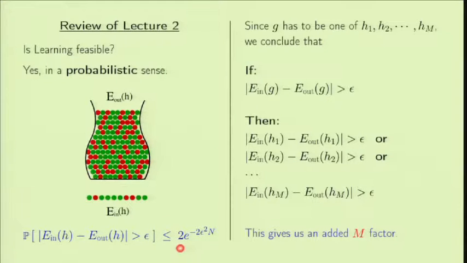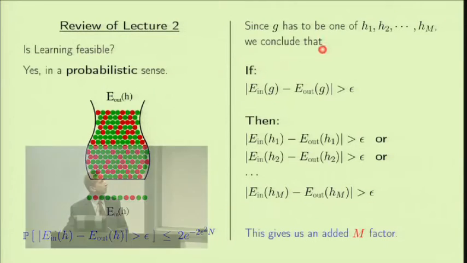relationship, which is the Hoeffding inequality, that tells us that the probability that E in deviates from E out by more than our specified tolerance is a small number, and that small number is a negative exponential in N. So the bigger the sample, the more reliable that E in will track E out well. That was the basic building block, but then we realized that this applies to a single bin, and a single bin corresponds to a single hypothesis.